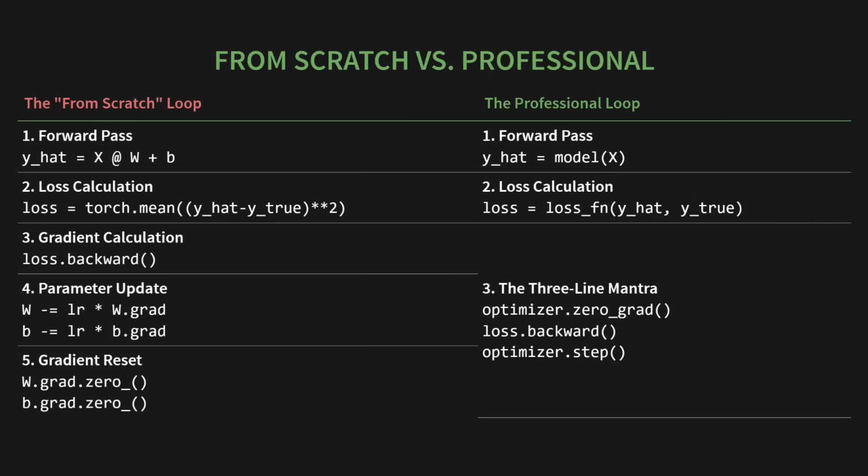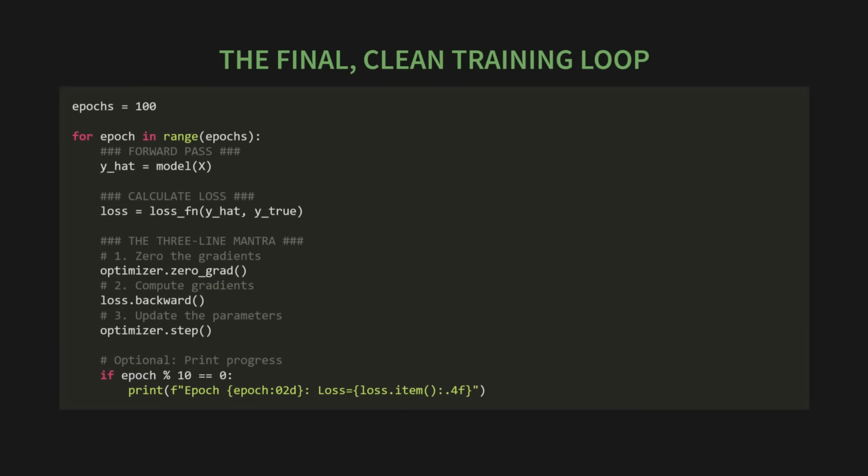optimizer.zero_grad, loss.backward, optimizer.step. So much better. Let's look at the final clean training loop.